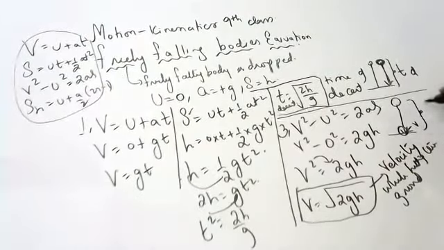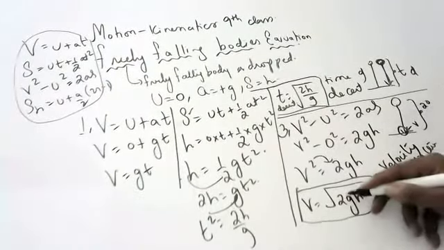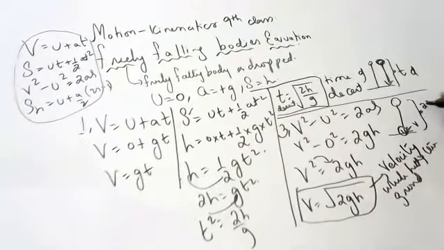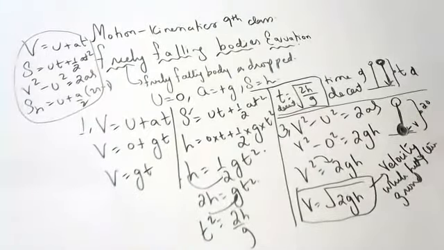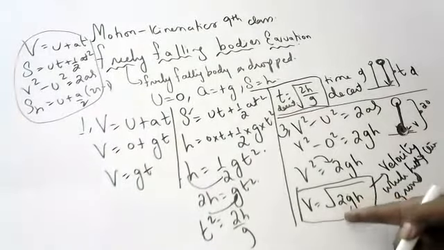So if a body is falling from, say, 20 meters and g is 10, 2 into 10 into 20 means root 400. That is 20 meters per second. It will hit the ground with that velocity. The velocity while hitting the ground of any body is given by v = root 2gh. Any body after coming down will hit the ground with a certain velocity. That velocity is given by v = root 2gh.